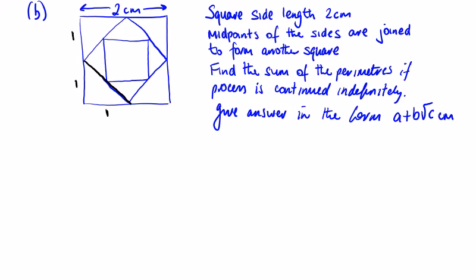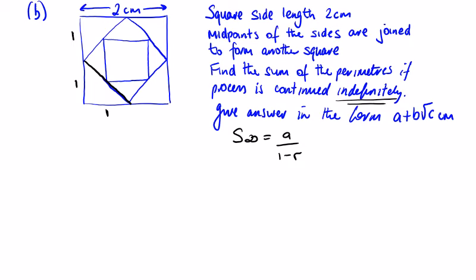Find the sum of the perimeters. The process is to continue indefinitely. So this is the sum to infinity. And in the tables, a over 1 minus r, if you don't know it off by heart. So we need a, the first term, which we can see is going to be 8, and we need the ratio. So let's get a look at the ratio here.